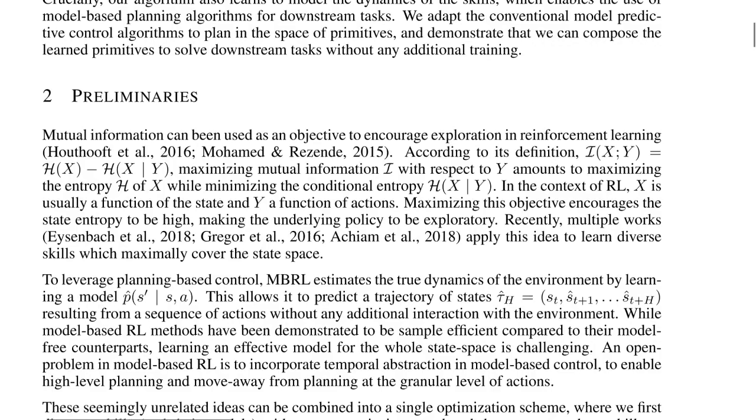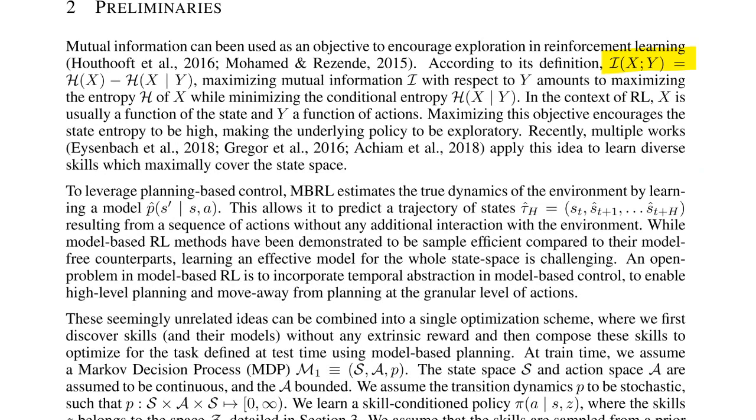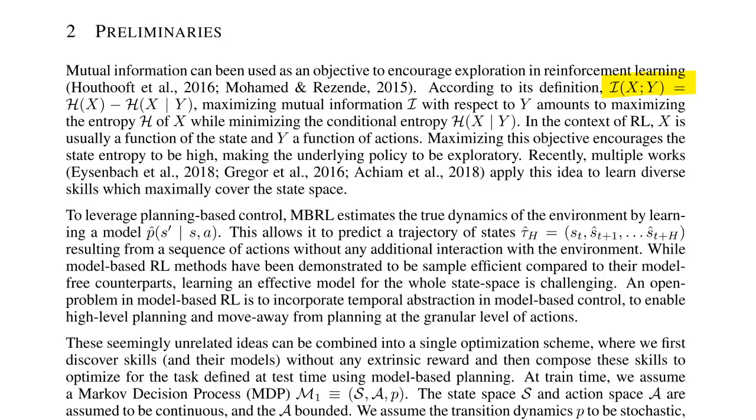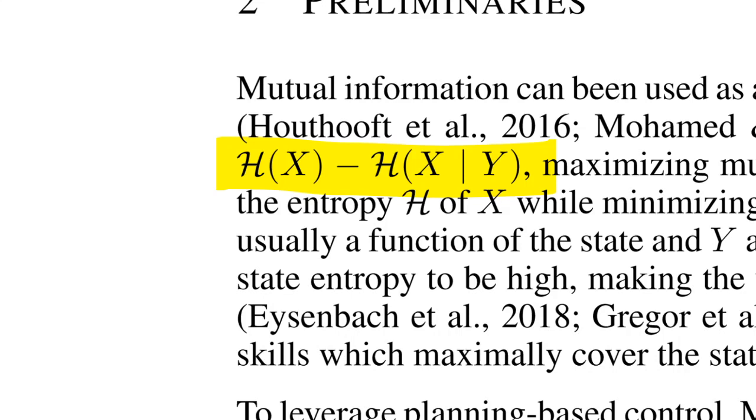Let's actually dive into the meat right here. They say they maximize the mutual information, and we're going to see between what and what. If you don't know what the mutual information is: the mutual information between X and Y is a quantity that's the entropy of X minus the entropy of X conditioned on Y. Or you can also decompose it the other way around: entropy of Y minus entropy of Y conditioned on X.